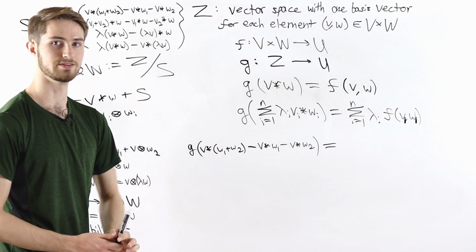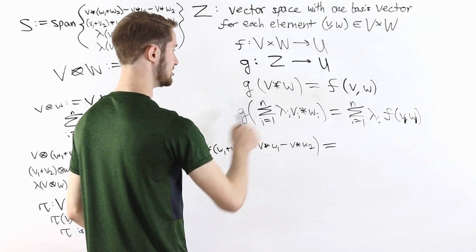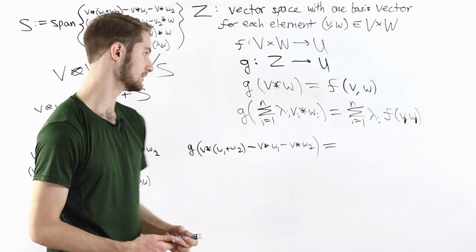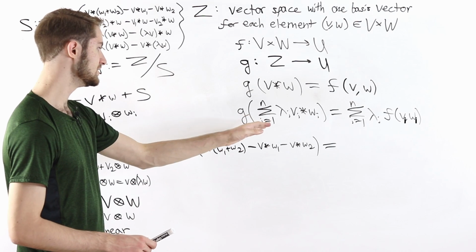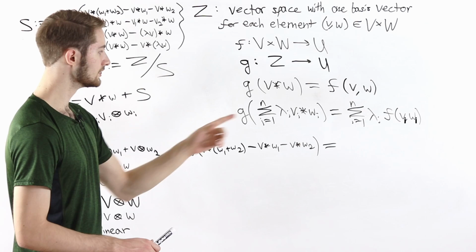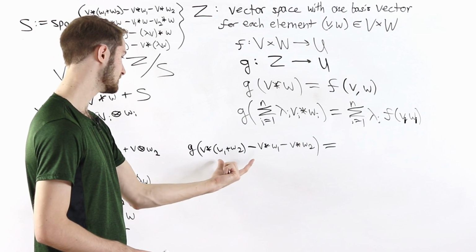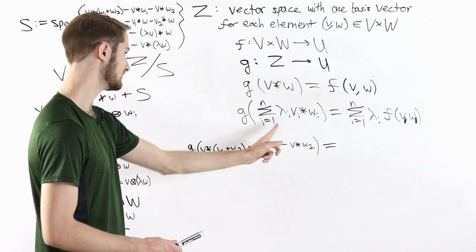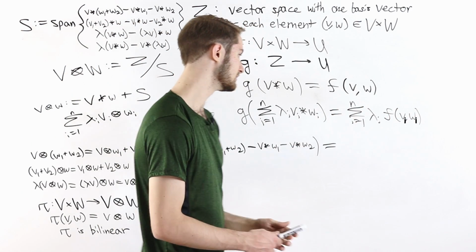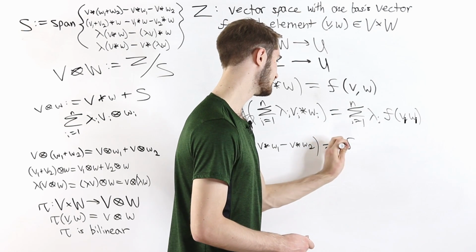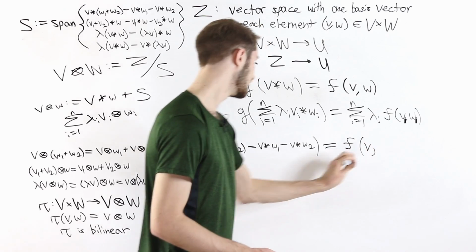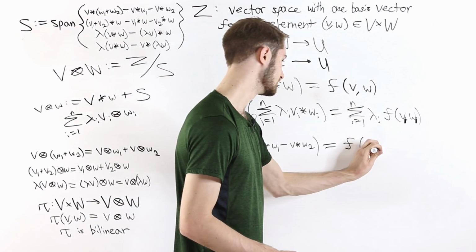What is g applied to this? Well, we have the definition of g right here. So let's see how we can turn this into a sum of f of v comma w. The input to the function g is this sum of these scalars lambda i times vi star wi. The first term in the sum here is v star w1 plus w2. So in this case, the scalar lambda in front is just 1. So the term that we're going to get in the sum over here is 1 times f of v comma w. So in this case, the v is just this v here, and the w is w1 plus w2.